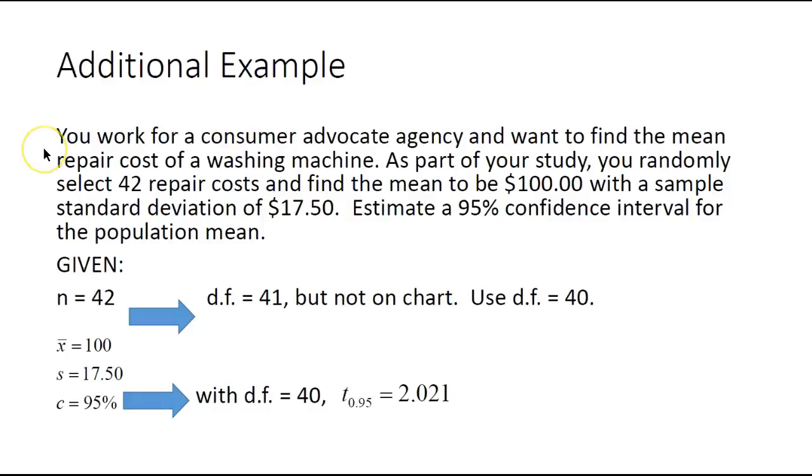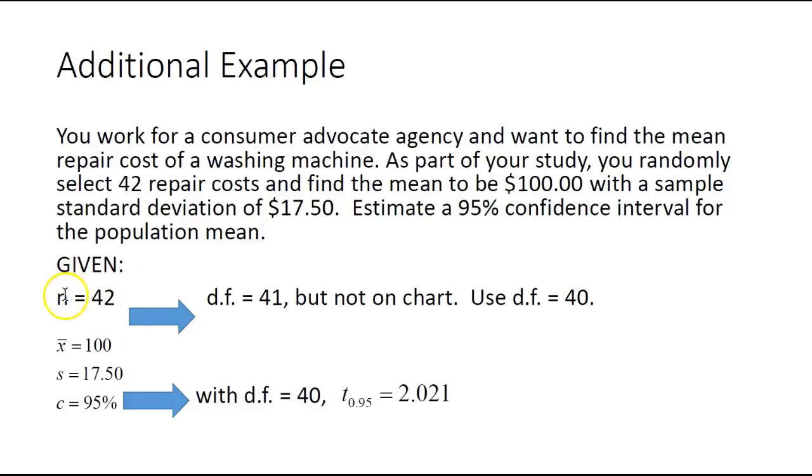Here's a second example. It says you work for a consumer advocate agency and want to find the mean repair cost of a washing machine. As part of your study, you randomly select 42 repair costs and find the mean to be $100 with a sample standard deviation of $1750. Estimate a 95% confidence interval for the population mean.